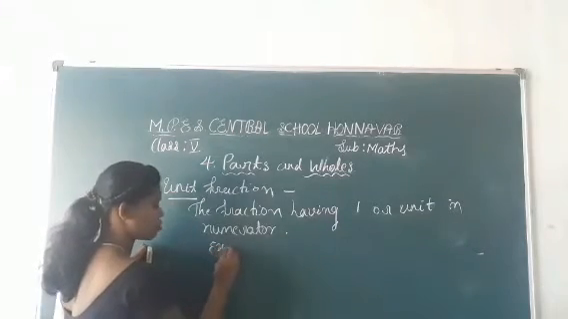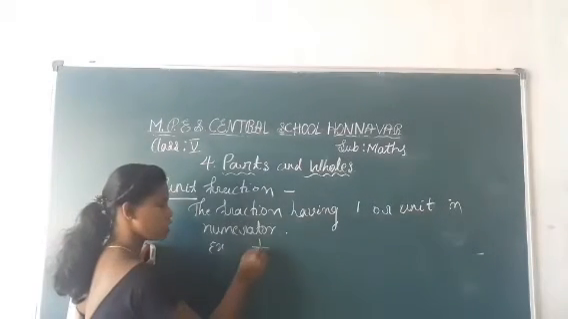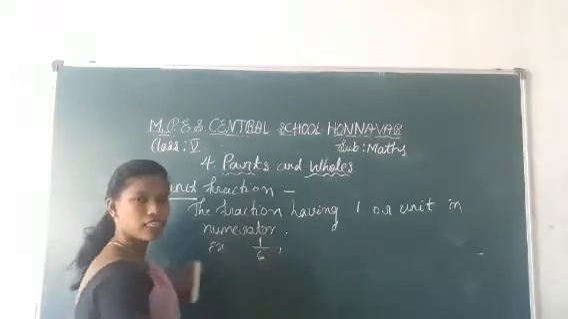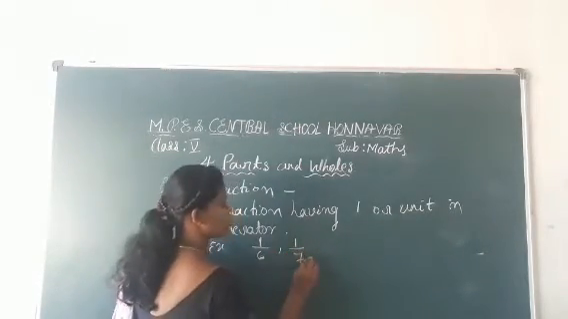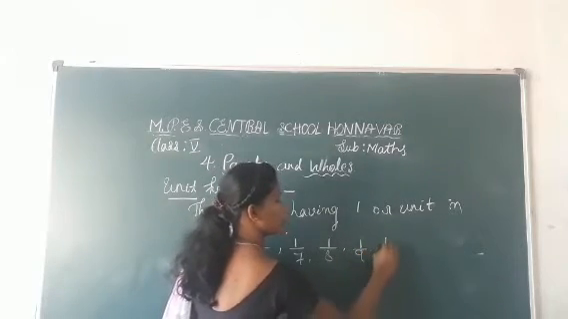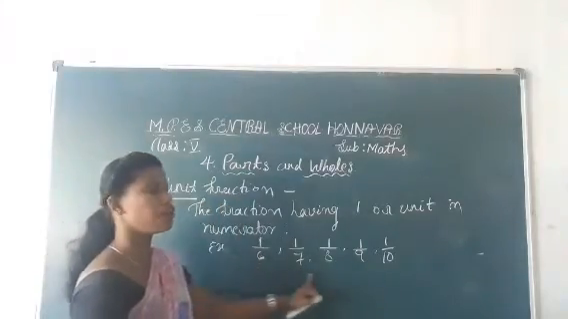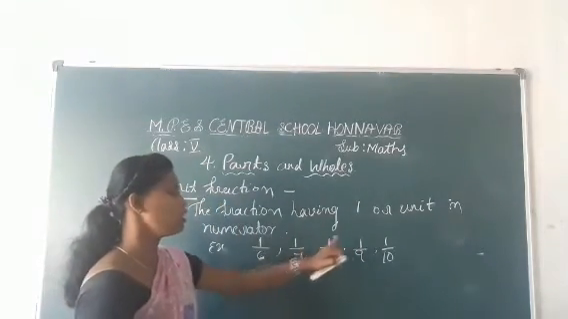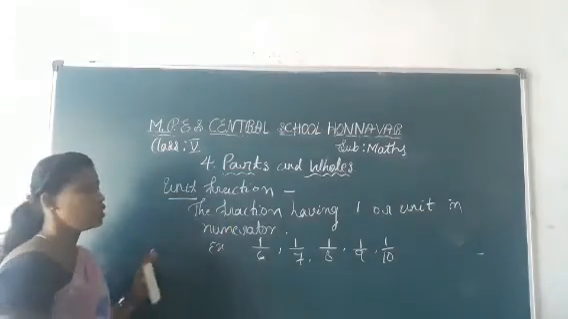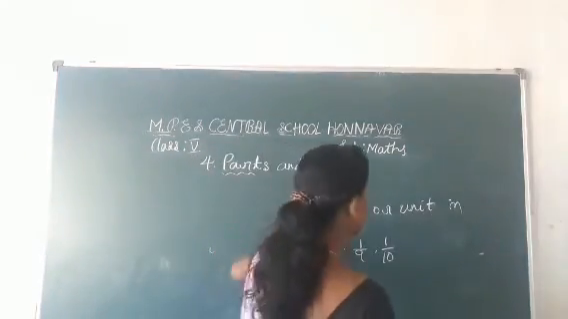For example, 1 by 6 is a unit fraction because it is having one, or unit, in the numerator. And also 1 by 7, 1 by 8, 1 by 9, 1 by 10, these all are unit fractions because these all fractions are having 1 in the numerator. This is about unit fractions. Next we see another type of fractions, that is like fractions.